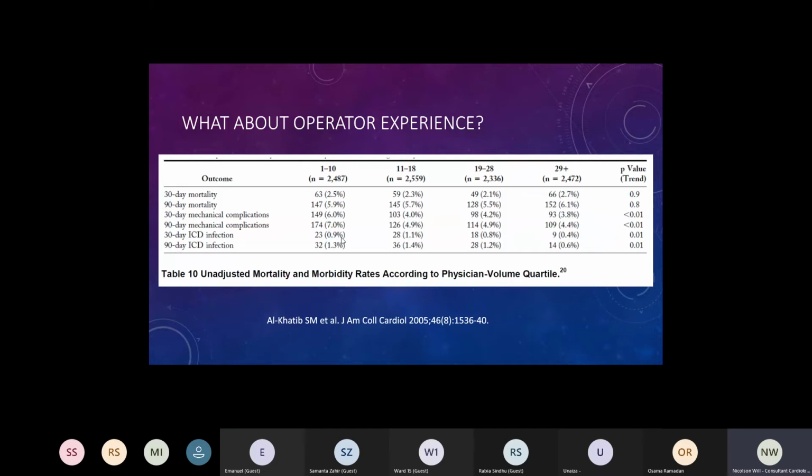But look at things like the risks of ICD infection. The rates are doubled if you look at the highest quartile of procedures versus the lowest quartile of procedure operators. And the rates of mechanical complications are, again, considerably lower for high-volume operators. So if you're a low volume operator, do you tell a patient that their risk is considerably higher with you than with one of these?